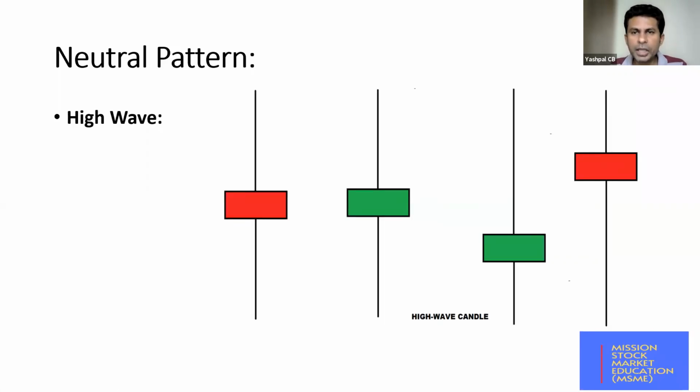The last type of neutral candlestick pattern is called the high wave pattern. Here you can see it is a candle with small bodies and very, very big higher and lower wicks. Small body with very, very big higher wick and lower wick, then it is called a high wave candle. This is neutral in nature.